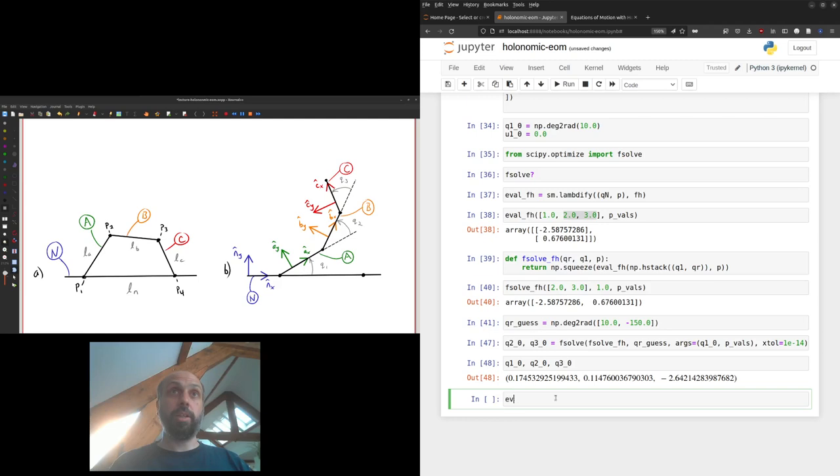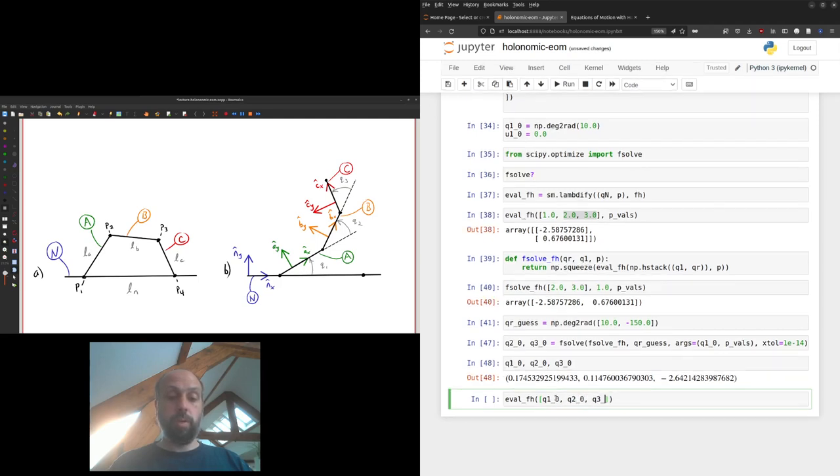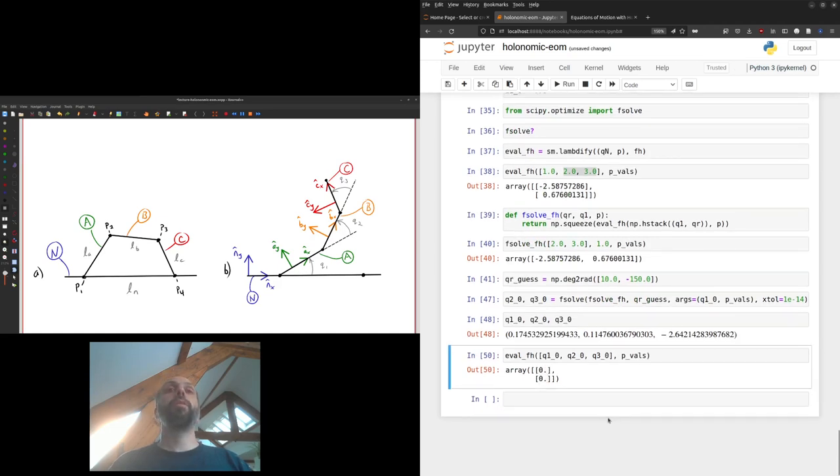Let's check that, eval fh. If I give it Q1, say I'm gonna just make a, eval fh, and then I give it Q1 0, Q2 0, Q3 0. It's the first argument, it's pvals. There it is, very nicely down to high precision. Even I get 0 there. So our constraints are satisfied with these values of Q1, Q2, and Q3.